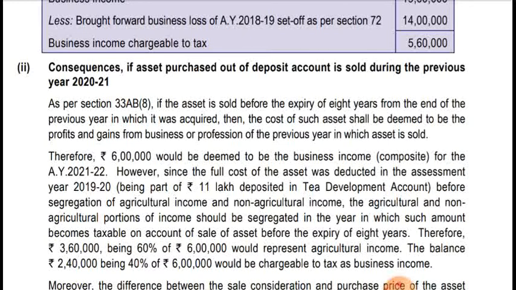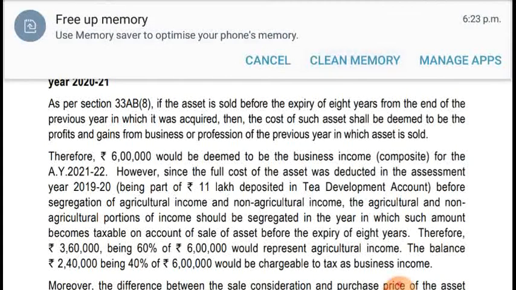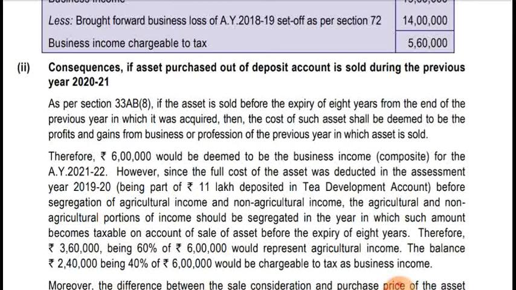As per section 33AB(8), if the asset is sold before the expiry of 8 years from the end of the previous year in which it was acquired, then the cost of such asset shall be deemed to be the profit and gain from business or profession of the previous year in which the asset is sold. So it will be taxable in this year only, previous year 2021. Therefore 6 lakhs would be deemed to be business income for the assessment year 2021-22.